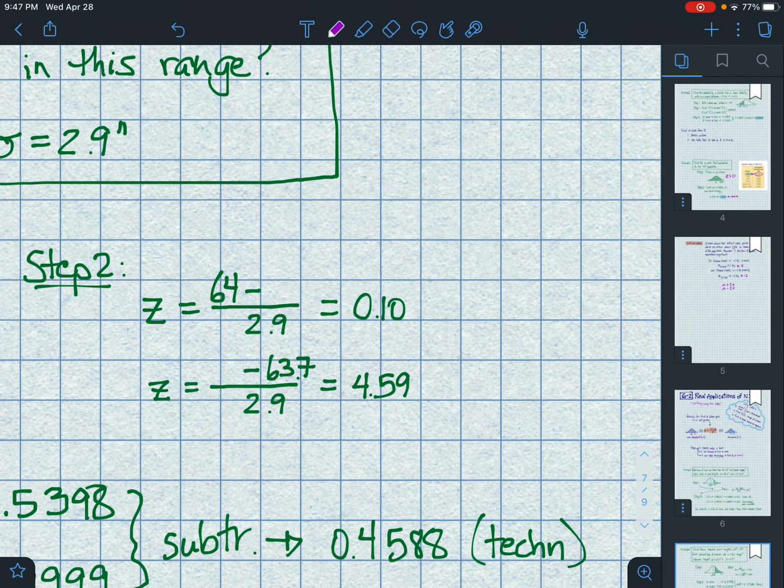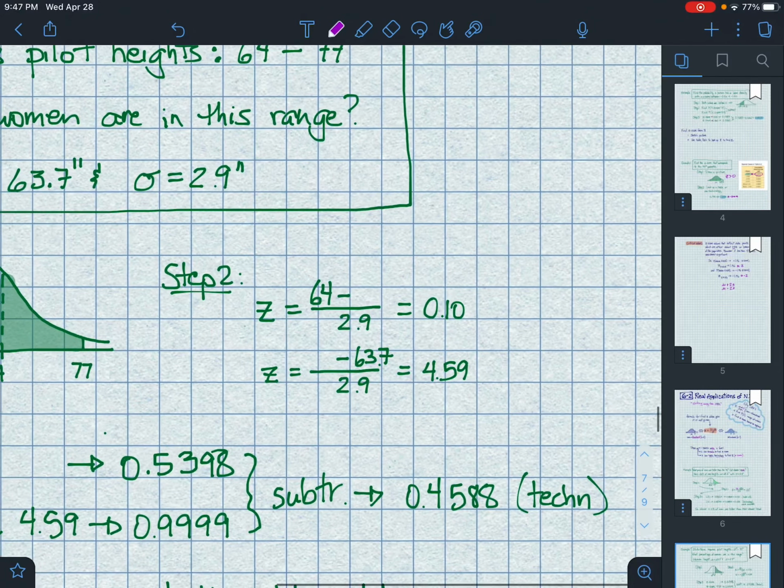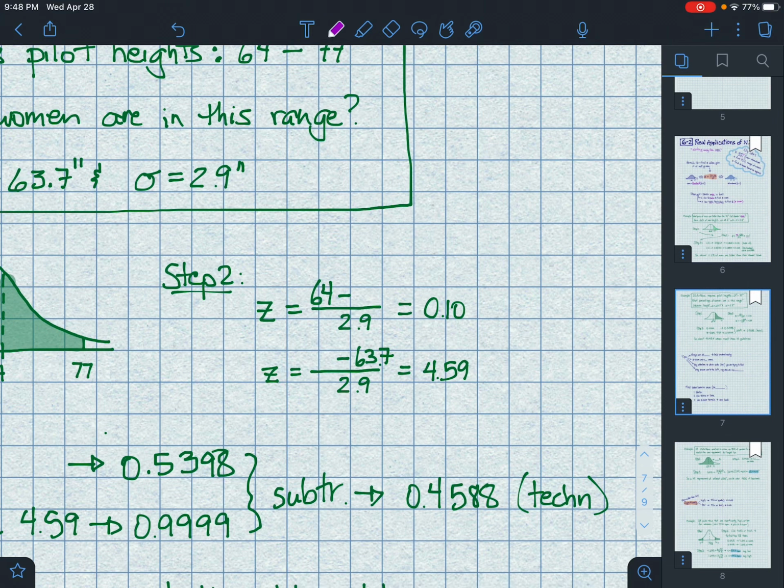So step 1, I need to find my two z-scores. The first one, 64 is the minimum, and 63.7 is my mean, divided by 2.9. And then 77 was my largest height, and so I get these two z-scores, 0.10 and 4.59.